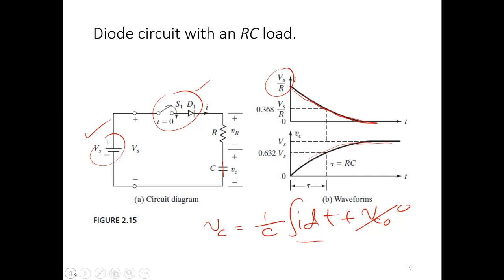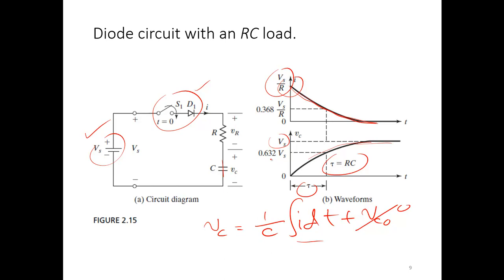Now, there are some things to look for in these circuits. One is that the peak value of the current is Vs by R, and then also the steady state, when the capacitor is fully charged, you expect the voltage to be Vs. And there is something called the time constant, which is the RC of the circuit. When the time equals RC, the value becomes about 63.7 percent. That's the one to remember, the time constant of the circuit.